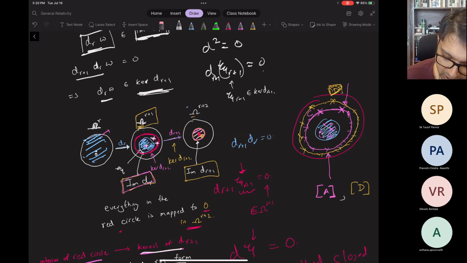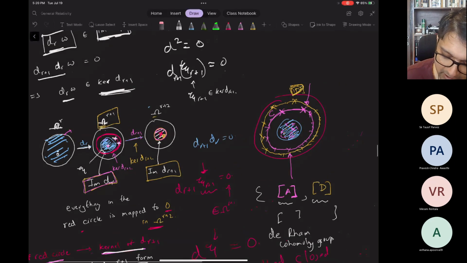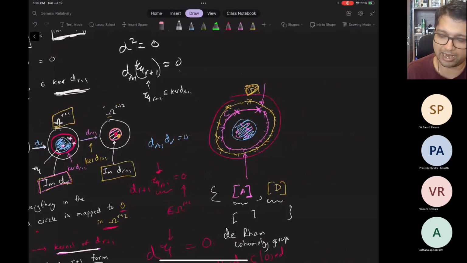So the set of these representatives, the equivalence class of A, the equivalence class of D, and so on, this set together forms what is called the de Rham cohomology group. It's a group under addition. I can add two closed forms and I would get back a closed form which is not exact.